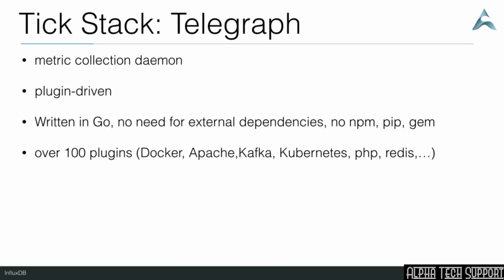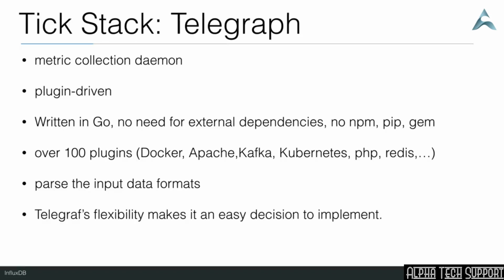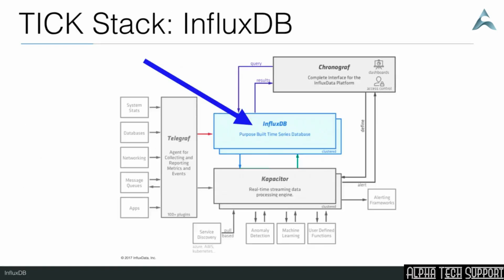You can even use Telegraf to parse the input data formats into metrics. The Telegraf architecture supports your workflows and does not force you to change your workflows to work with the technology, whether you need to push or pull metrics, or you need to fit it with your current architecture instead of the other way around. Telegraf's flexibility makes it an easy decision to implement. InfluxDB. This is the main focus of the course, and I will get into this in the next lecture.